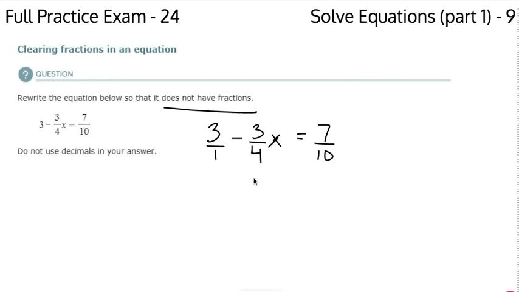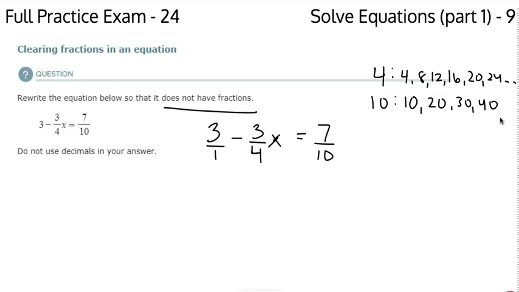You can skip count. I can skip count by 4s: 4, 8, 12, 16, 20, 24, and so on. And then I can skip count by 10: 10, 20, 30, 40. And what you want to do is look for common multiples. 20 is a common multiple. 40 is a common multiple. And you use that common multiple to multiply on both sides.